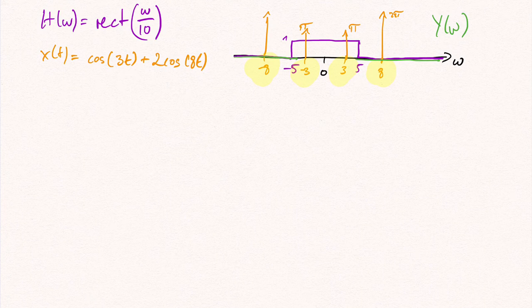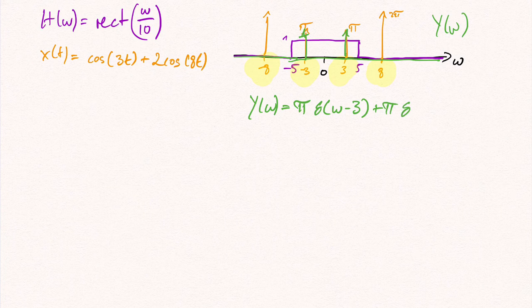However, the two Dirac deltas at plus and minus 3 radians per second with height pi are both multiplied with value 1 of h of omega for those frequencies, so that the two Dirac deltas remain a part of y of omega. Hence we see that y of omega is equal to pi times the Dirac delta of omega minus 3 plus pi times the Dirac delta of omega plus 3, which shows that y of t in the time domain is equal to cosine of 3t.